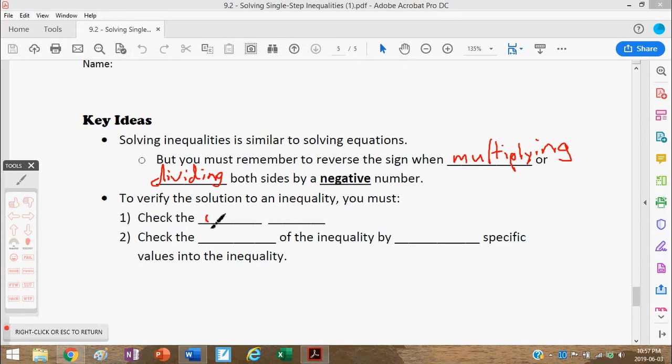To verify the solution of the inequality, you must check the boundary point. Okay, this is exactly like what we did, boundary point stuff, with checking equations. And we want to check the direction of the original inequality. So you always go back to the original one by substituting specific values. And pick nice numbers for this. Even if the inequality is all like fractions and decimals and nasty things like that, you don't have to pick those things. You can pick whole numbers.